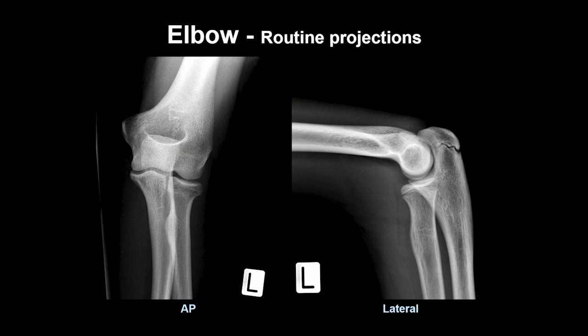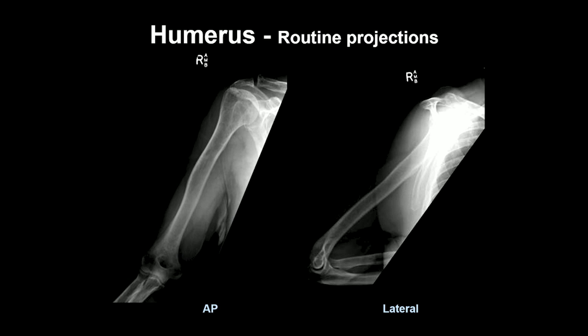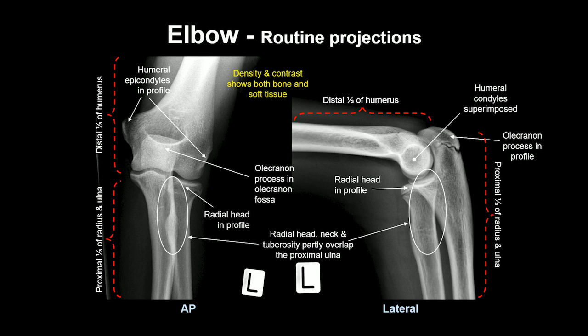So the elbow, we have here an AP and a lateral. Again, with the AP view, you should show the distal third of the humerus and the proximal third of the radius and ulna. The olecranon process should be clearly seen, and the radial head should be in profile.